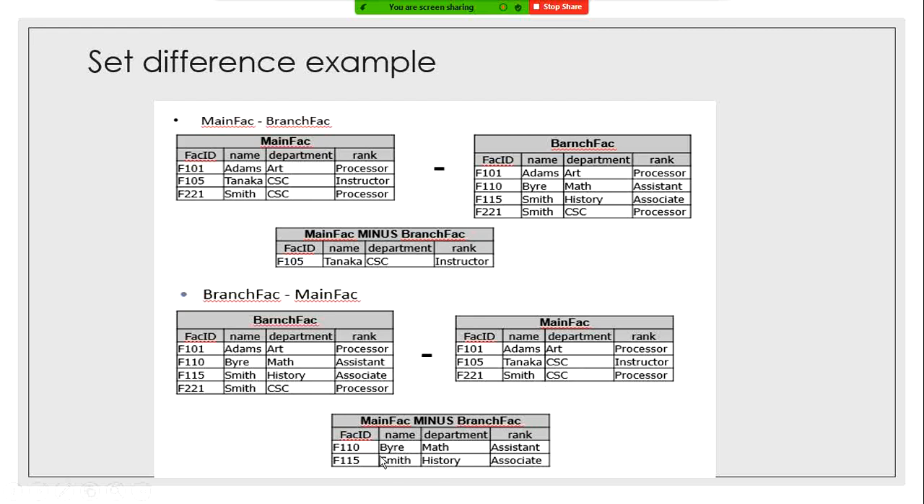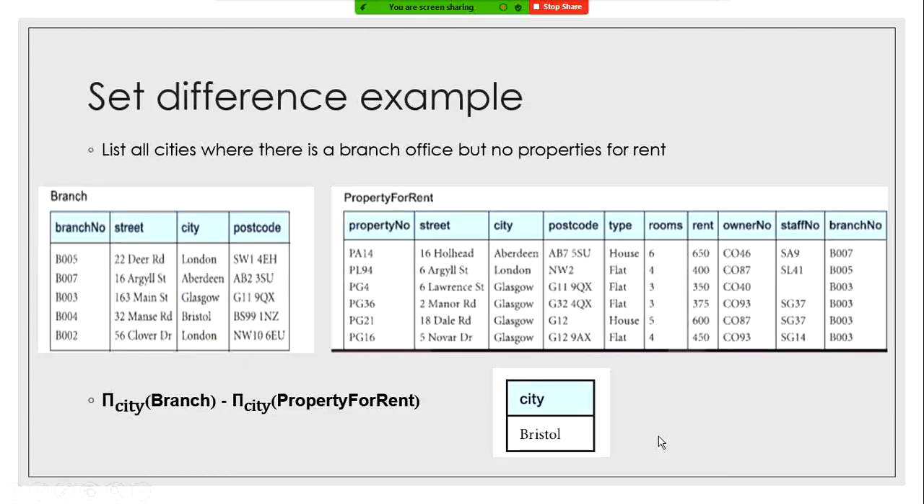So this will be the result of this expression. Here you can see that both are compatible, meaning with the same number of attributes and same domains of corresponding attributes. We have another example of set difference. We have a statement that lists all cities where there is a branch office but no properties for rent.